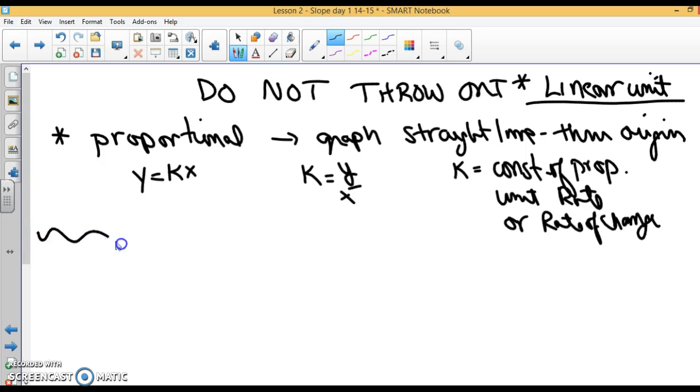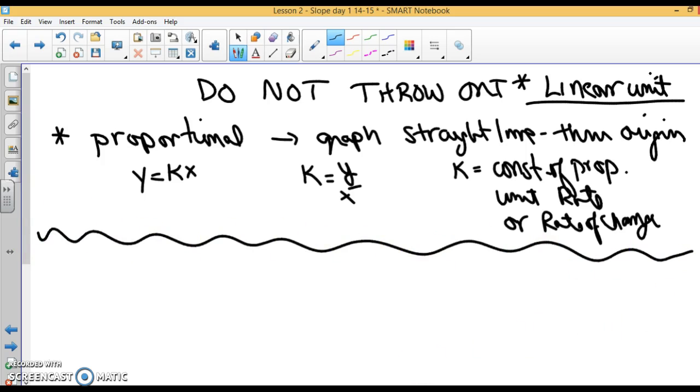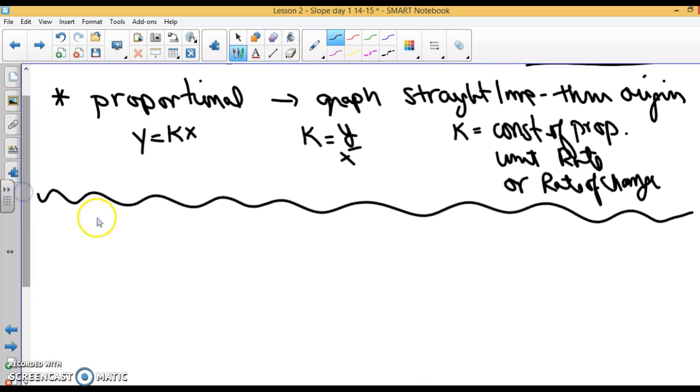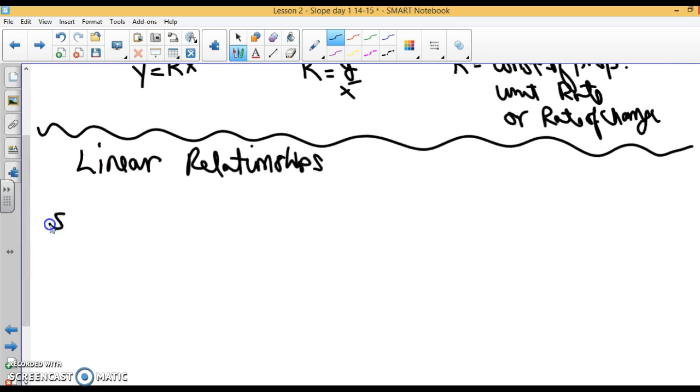Now, we are going to talk about linear relationships. A proportional relationship is a special type of linear relationship. It goes through the origin. Every other type of linear relationship is just a straight line, and it might not go through the origin. So, in linear relationships, one of the most important things, and the thing that we're going to talk about first, is slope.